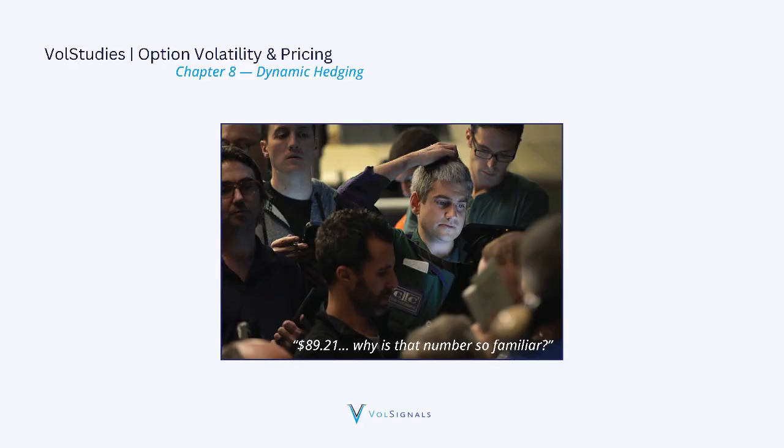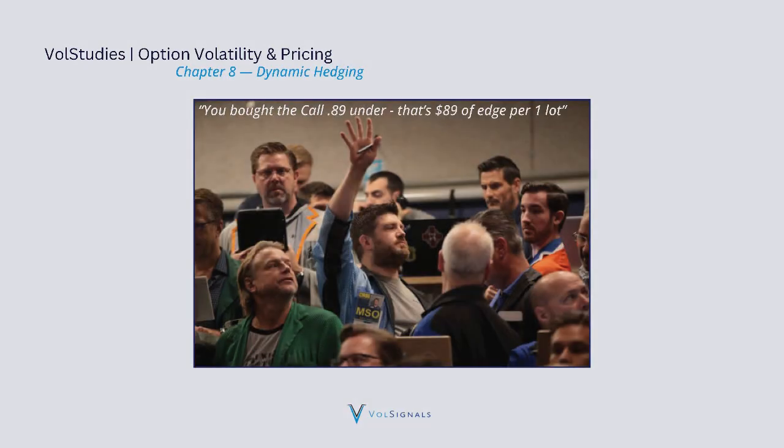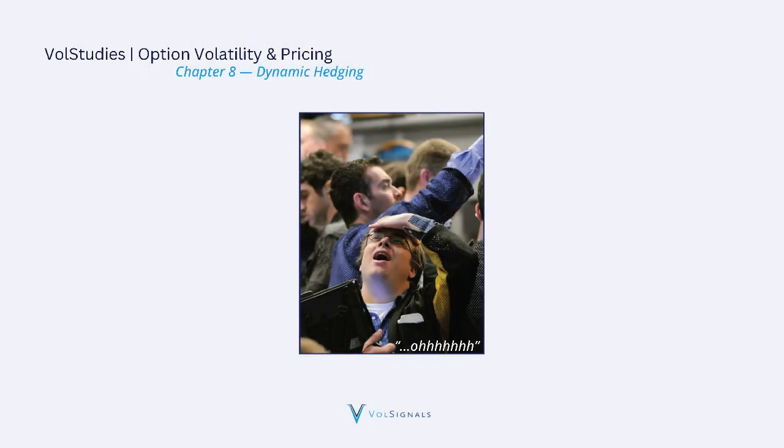Why does this seem so familiar? Oh, that's right. You bought the call 89 cents under. For every one lot, that's $89 of edge. As a market maker, you book a P&L like this at the time of trade. Of course, whether or not that materializes is up for debate, right?